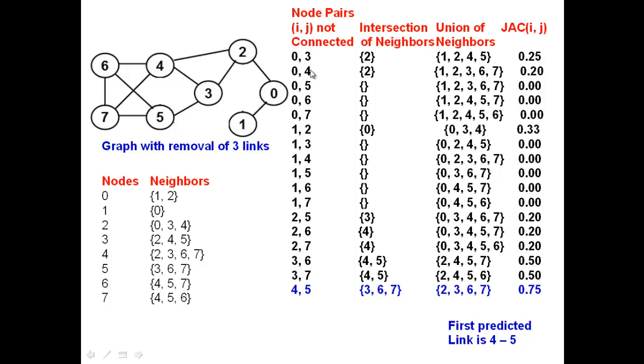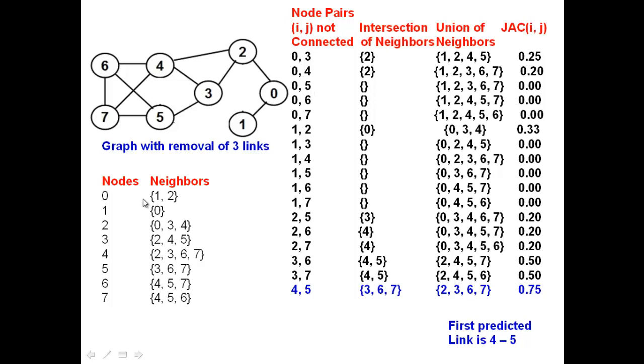So on this graph, these are the neighbors for the nodes, and these are the node pairs that don't have a link between them in this graph. So for example 0, 3, you just find the intersection and the union separately and then take the ratio. For 0, 3, the intersection is 2, and the union is 1, 2, 4, 5, so it's 4 nodes. You just worry about the size. So 1 divided by 4 is 0.25.